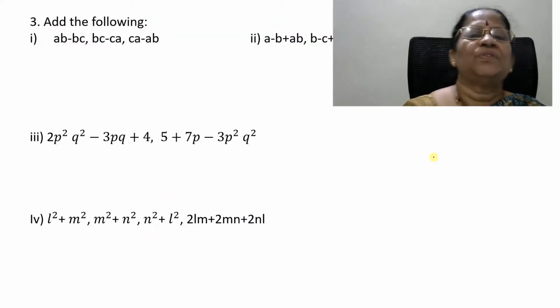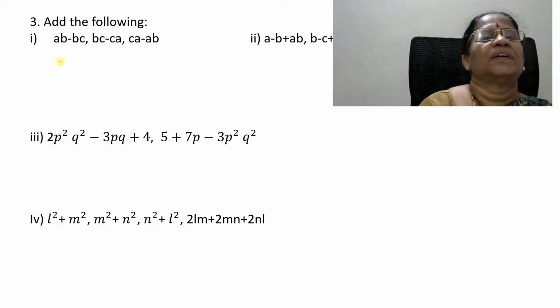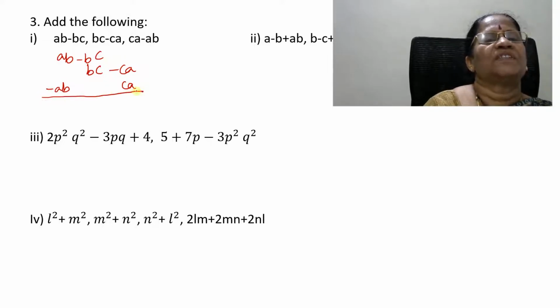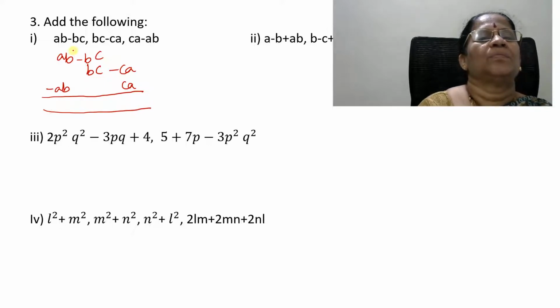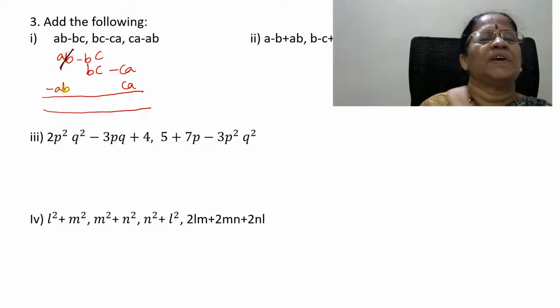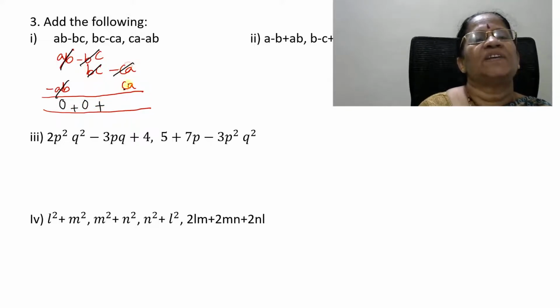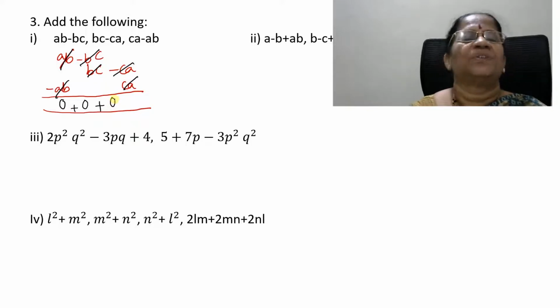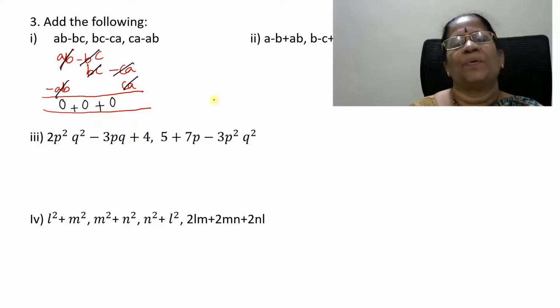Next, add the following. AB minus BC, BC minus CA, next CA minus AB. When you are adding, don't change the sign, okay? Plus AB and minus AB will get cancelled, you will be left with 0. Minus BC and plus BC will get cancelled, you will be left with 0. Minus CA will get cancelled with plus CA. So their sum is 0.